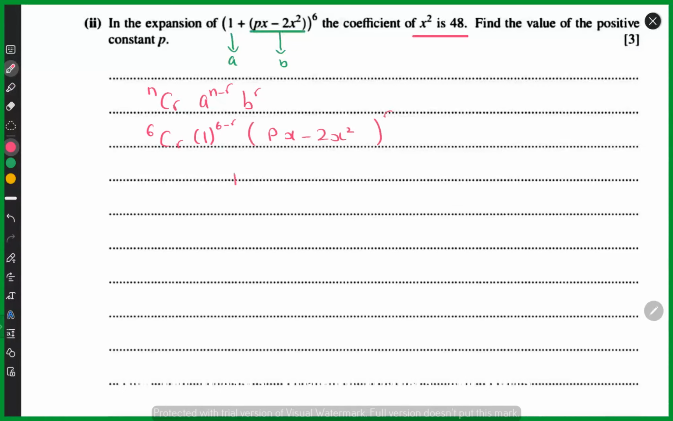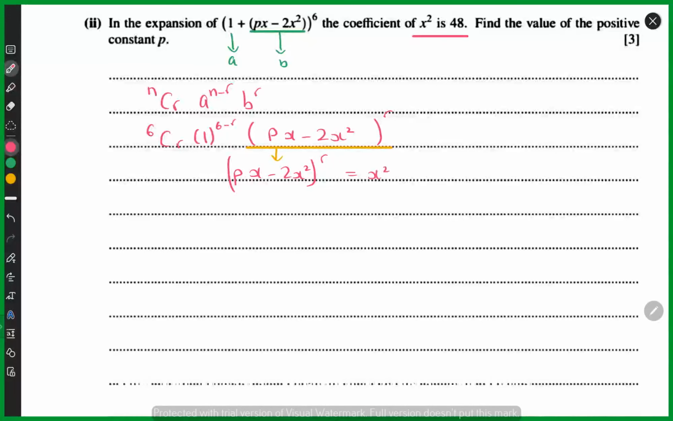Now it is (px minus 2x squared) to the power r, and this thing is the x term, right? This is the x term. So after extracting the x term from this part, this is what I got. And now this should be equal to x squared.